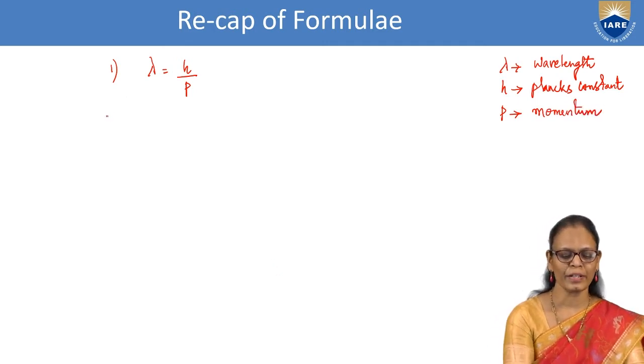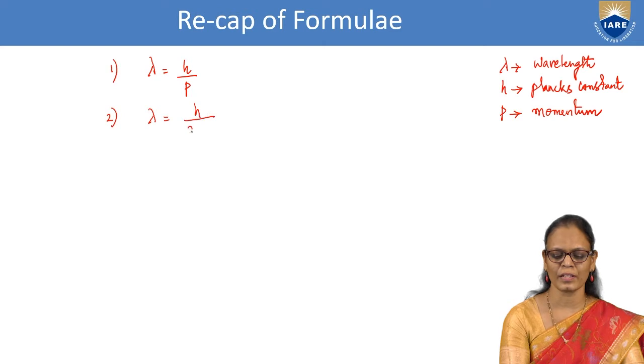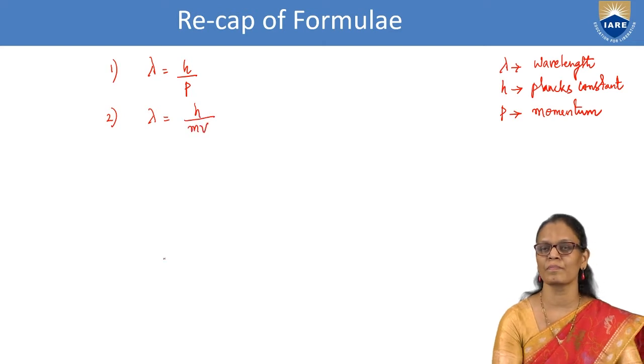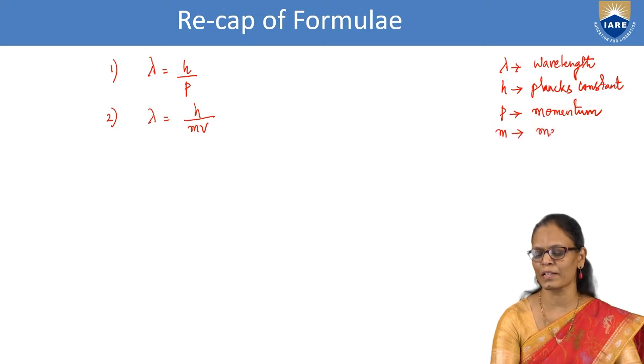And suppose the momentum is not given, but the velocity is given, we will use h upon mv. So here m is what? m is the mass of the particle, and v is the velocity of the particle.